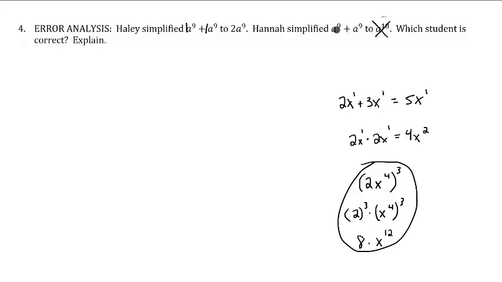Whenever we're adding terms, we do not do anything with their exponents. We don't add them, we just keep them the same. So this would be the correct answer, and that's what went wrong with Hannah's problem.